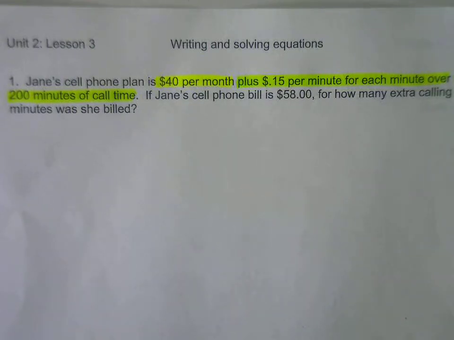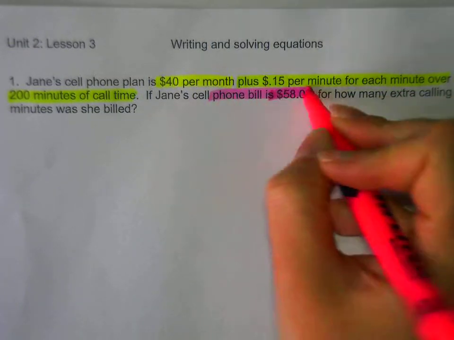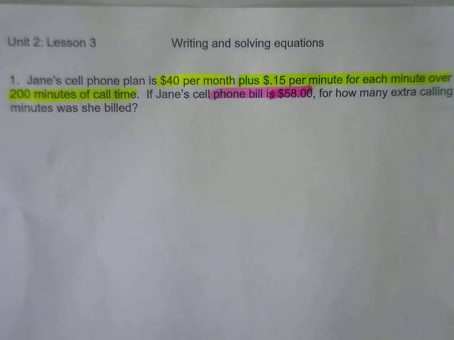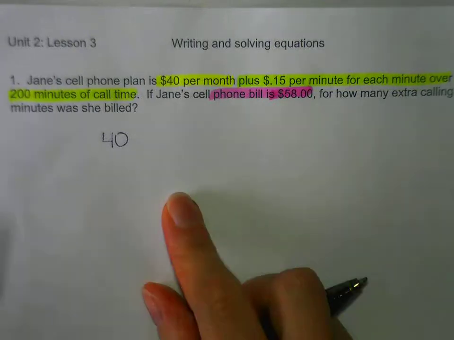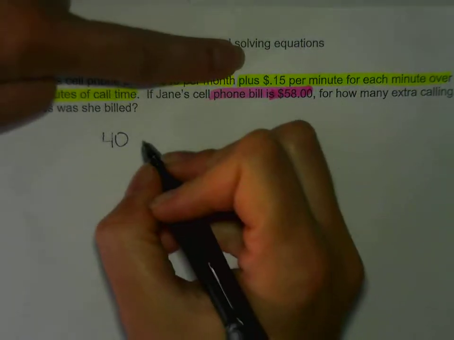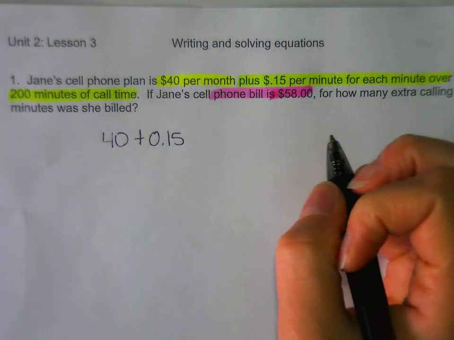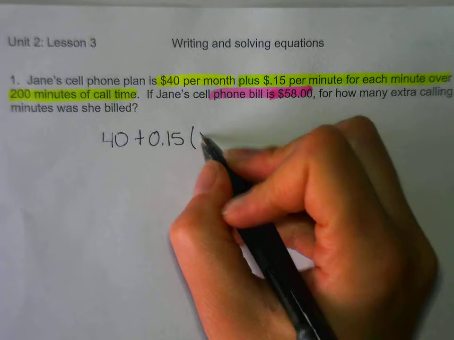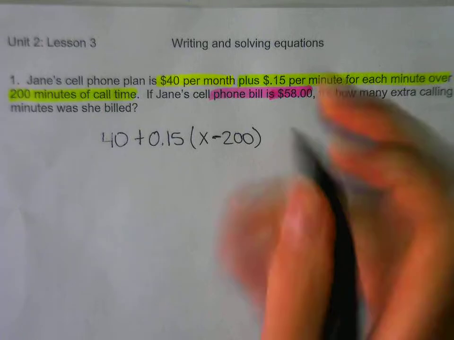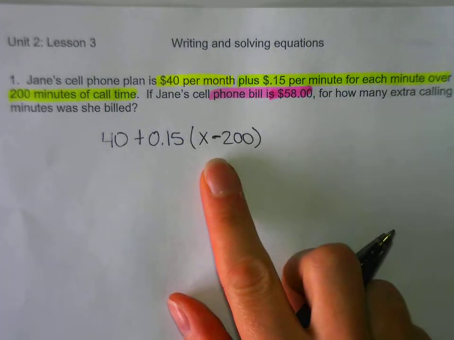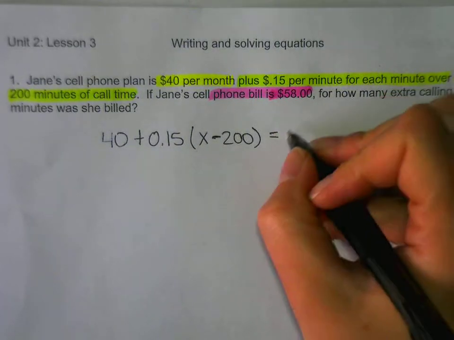And then it says her cell phone bill for that month was $58. We wanted to figure out how many extra minutes she was billed for. So she's paying $40 for the month, plus she's paying 15 cents for every minute after 200 minutes. So what that means is we don't know how many minutes she talked on the phone for, but she's not charged for 200 of those minutes. So if she talked for 300, she was only being charged for 100. But we do also know that her total bill was $58.